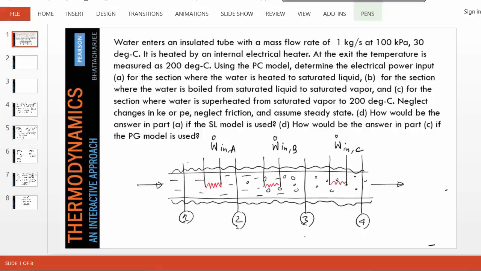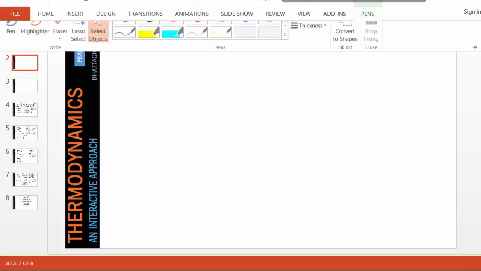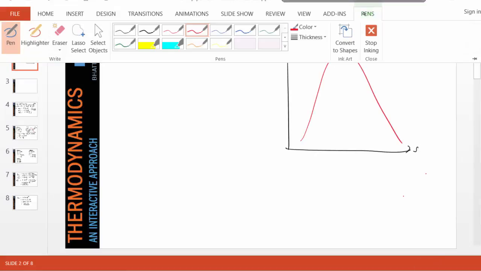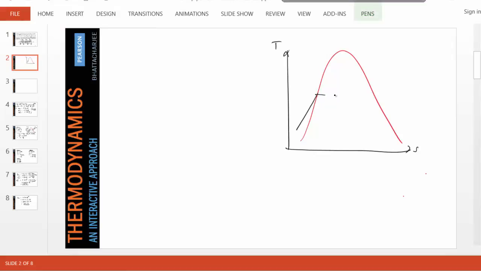Okay, so we begin by first figuring out how the states should look on a TS diagram. Of course, the pressure is not dropping. Pressure remains constant in this problem, so we know that the TS diagram is very simple. It's a single constant pressure line at 100 kPa at 30 degrees Celsius. This must be 100 degrees Celsius.